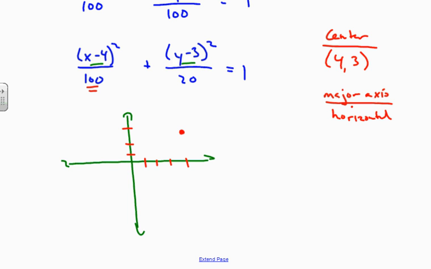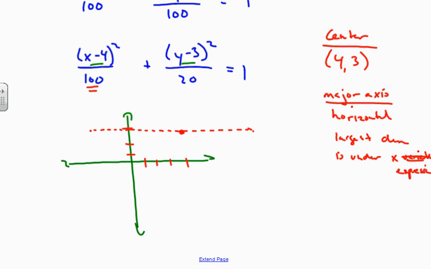Because the A value, the largest denominator, is under the x variable, or x expression, I should say. Expression, that's better. So we have this as A, and so we can draw our major axis. And now from here, we can find our A value.